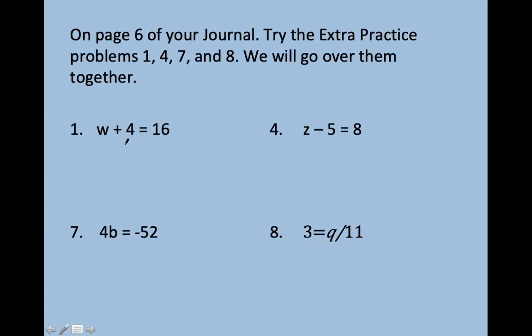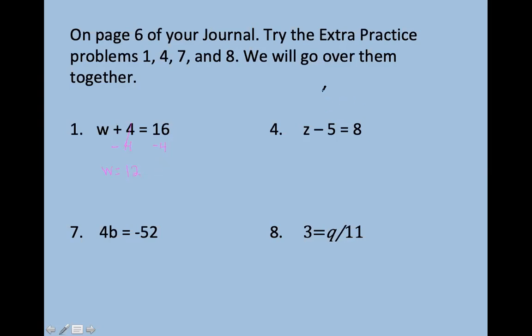Okay, hopefully you had a chance to try them. This first one, we have addition. So to undo addition, we're going to subtract. So we're going to subtract 4 from both sides. That leaves us with W equals 16 minus 4 is 12. Hopefully you got 12 for number 1.